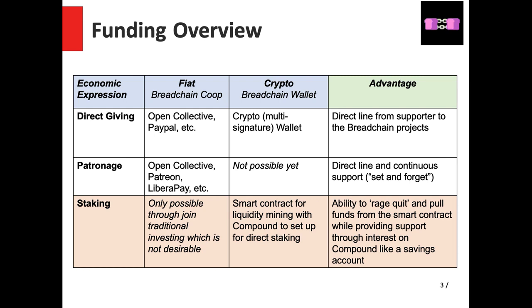This also gives people the ability to what we would call rage quit and pull out their funds from the smart contract whenever they feel that they don't support it, or maybe they just need their money back for paying for something else. So in that way, they can still provide support through the interest on Compound, similar to a savings account, but with a much higher interest rate.